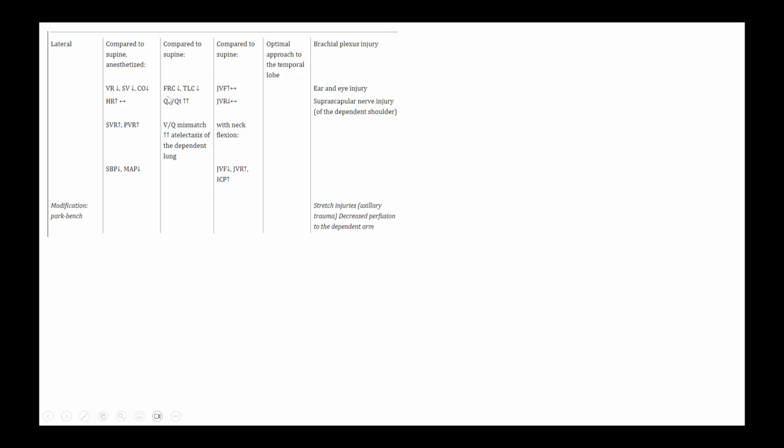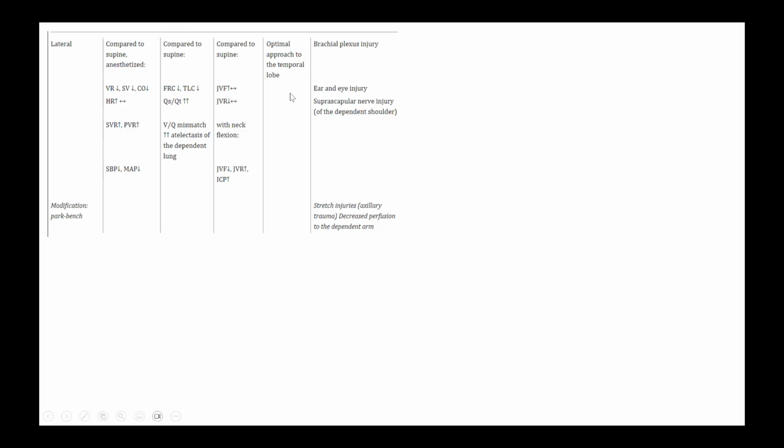And with regard to the respiratory system, FRC will be reduced, total lung capacity will be reduced, and VQ mismatch will be increased because the dependent lung will become atelectatic or is likely to become atelectatic. In the central nervous system, compared to supine, the jugular venous flow increases, jugular venous return decreases, and with neck flexion, you will find all these things getting altered. So ICP rise is also possible.